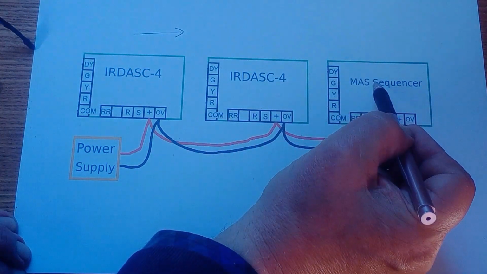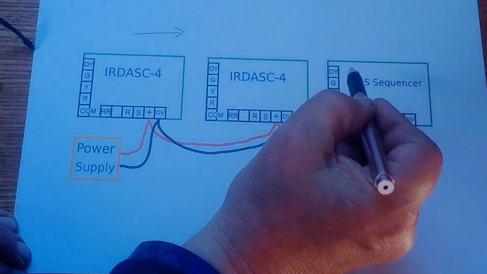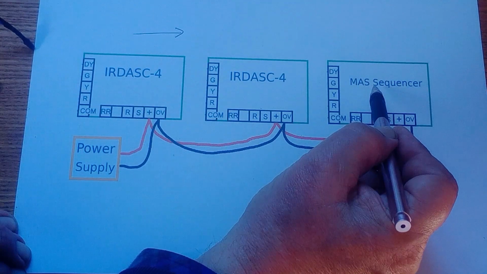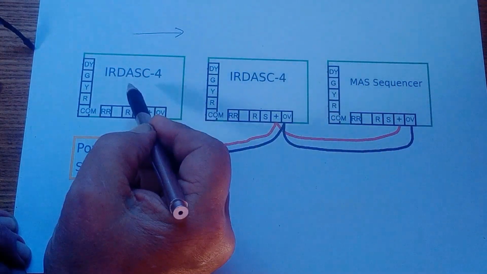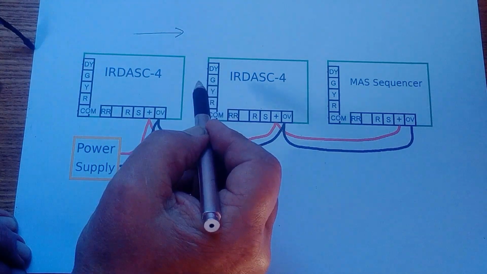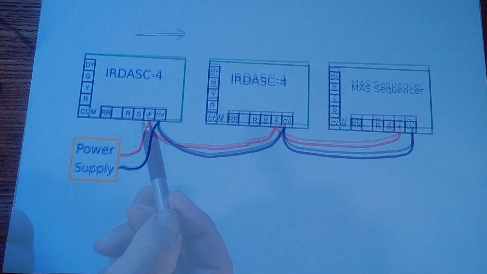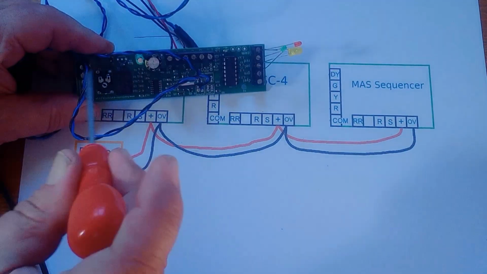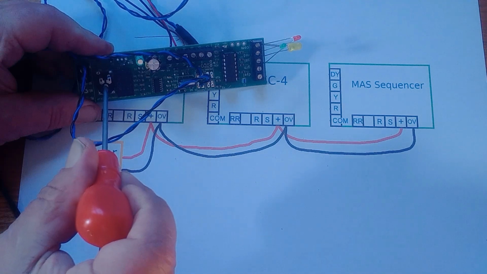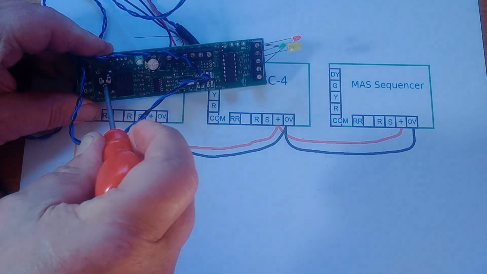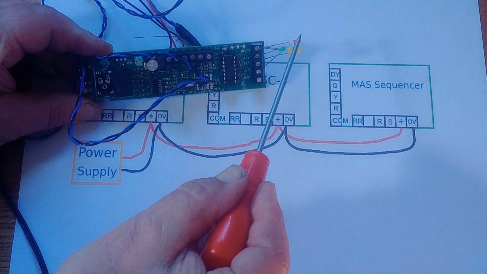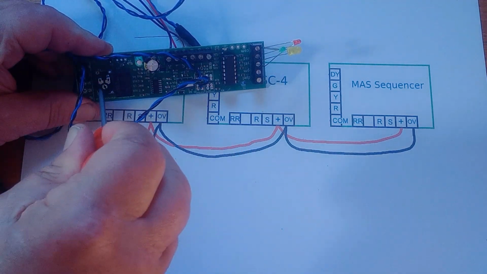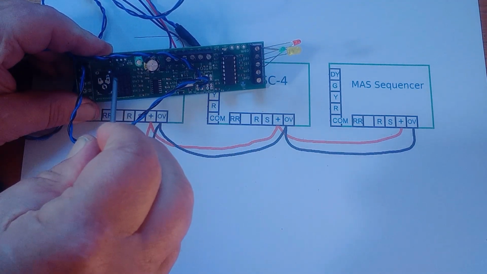Once the train clears the mass sequencer, then the mass sequencer starts an adjustable timer. Both the ADAS4s do not have an adjustable timer. This is the adjustable timer on the mass sequencer. You simply rotate it and it will take longer to go red, yellow, green. So it goes from a very short time to a very long time.